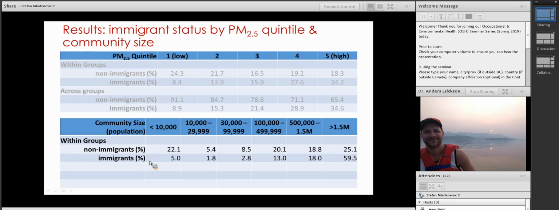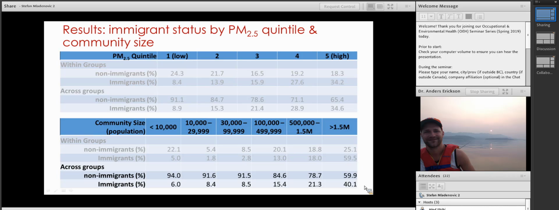What you see is that within immigrants, a greater majority settle in these larger cities, and again, you still see that, and you see this immigration pattern. So what this basically shows is that immigrants tend to settle in cities, and they're exposed to higher levels of air pollution.